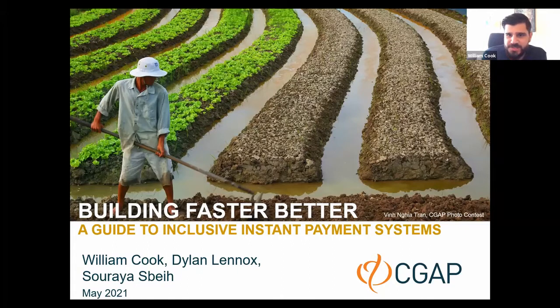William Cook, as Sarah mentioned, I'm CGAP staff based in Nairobi, looking primarily at payment systems, interoperability, the types of topics we're going to be talking about today. Before I jump into the presentation, Dylan and Soraya, my co-authors, could you quickly introduce yourselves as well?